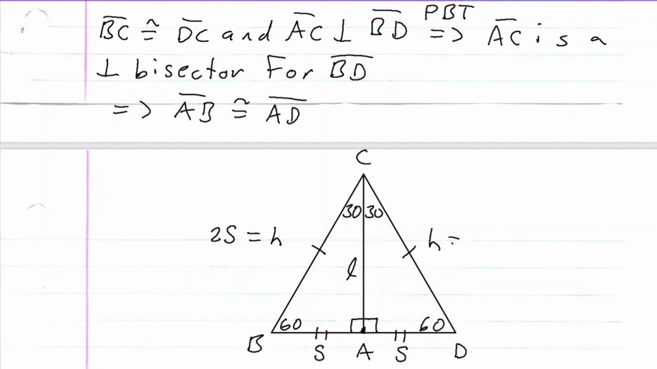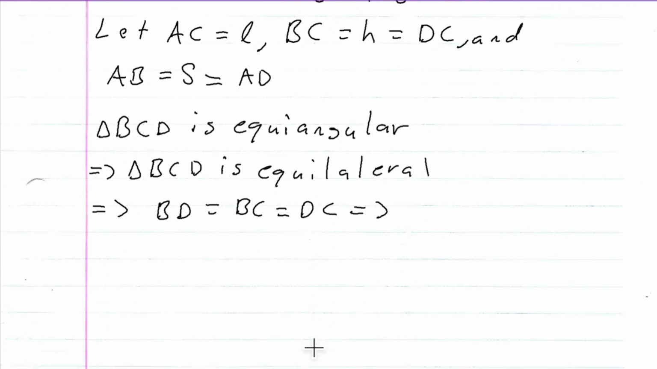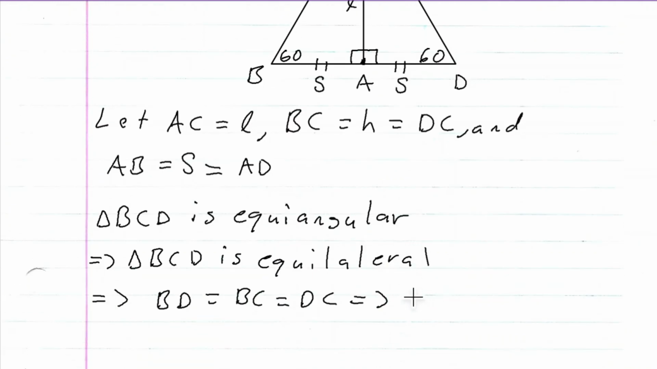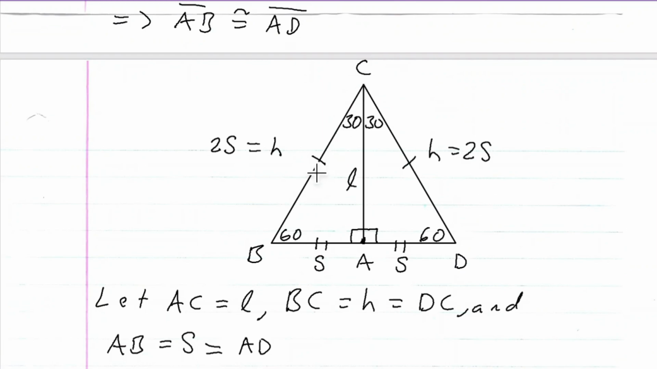And CD is 2S, right? If we know this is an equilateral triangle, this has to be 2S because BD is 2S, and this has to be 2S because BD is 2S, right? So this implies that BC is equal to 2S, which is equal to DC, right? So all of these are 2S, right? Now what we can do is we know both of these are right triangles, and I have this length and this length here. I just want to find L.